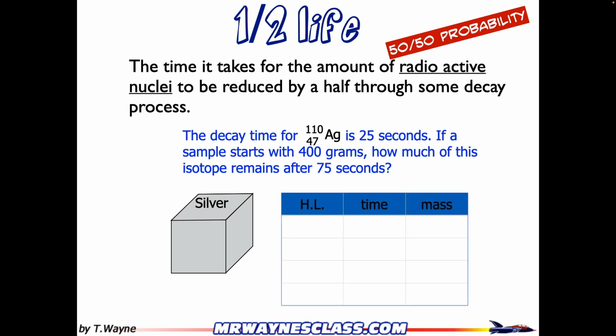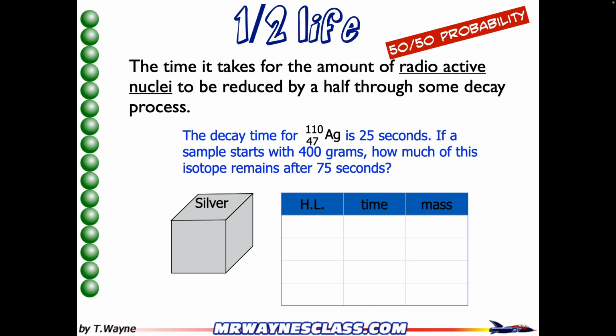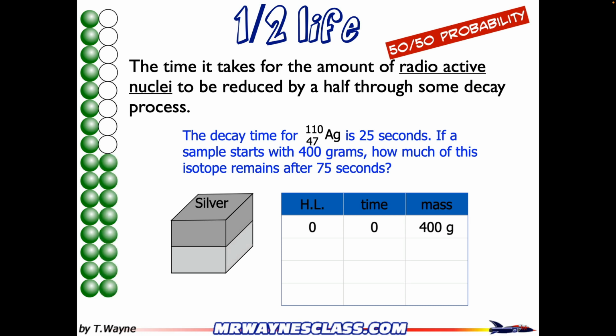I'm going to start by making a little table with the half-life, the time, and the mass that I have at that half-life. On the left-hand side, I'm going to make all these spheres. There's 16 spheres here, and they represent the total amount of silver in this block that is the isotope. At a half-life of 0, my time is my starting time, so that's going to be 0, and I start with 400 grams.